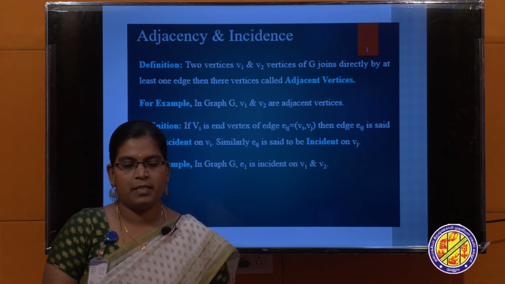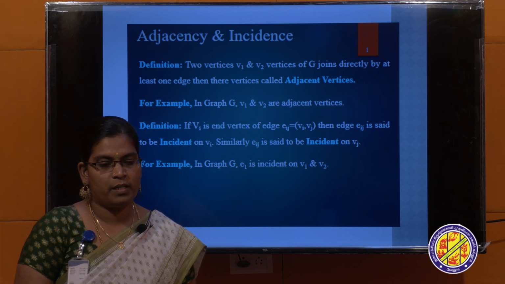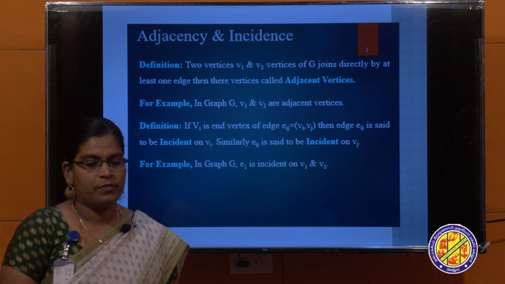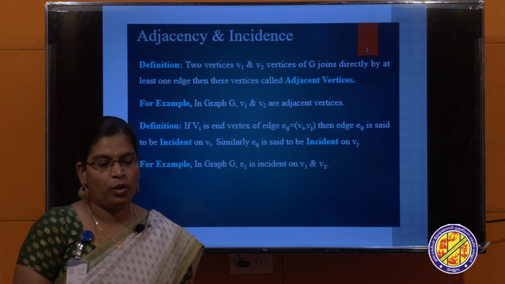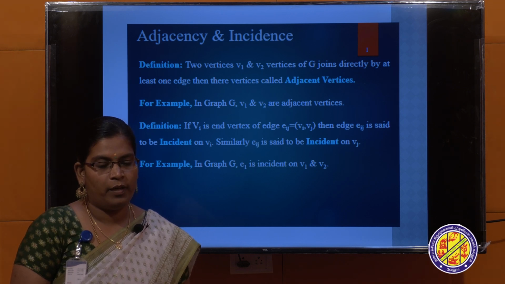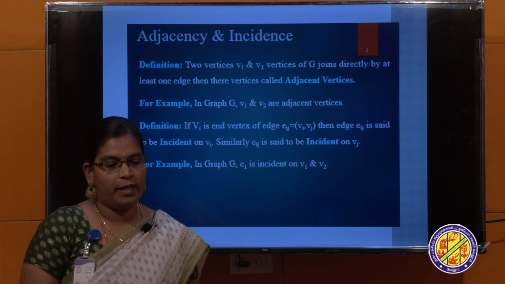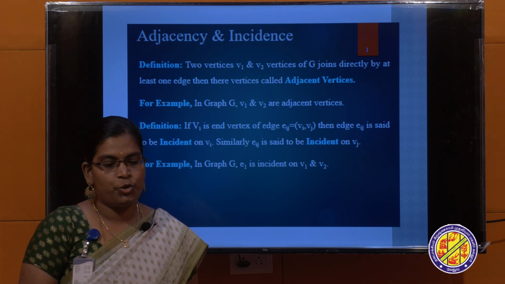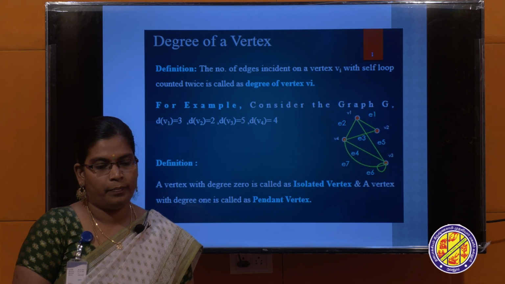Next one is adjacency and incidence. If two vertices Vi and Vj, or V1 and V2, of G are joined directly by at least one edge, then these vertices are called adjacent vertices. So in the previous example, V1 and V2 are adjacent vertices because there is a direct connection between the vertices V1 and V2. If Vi is an end vertex of edge Eij, then the edge Eij is said to be incident on Vi. Similarly, Eij is said to be incident on Vj.